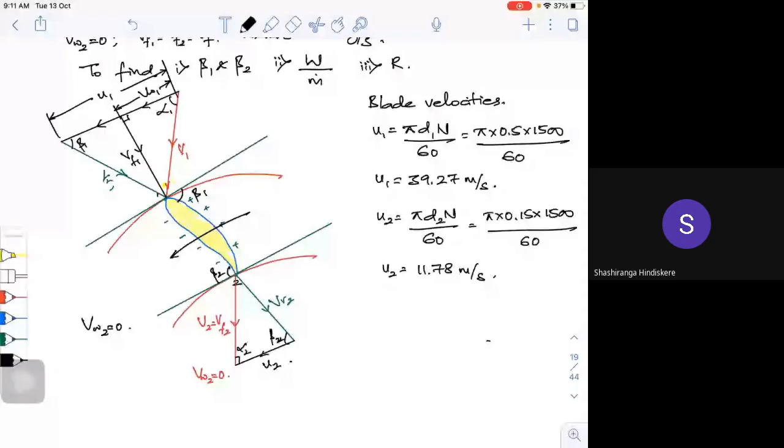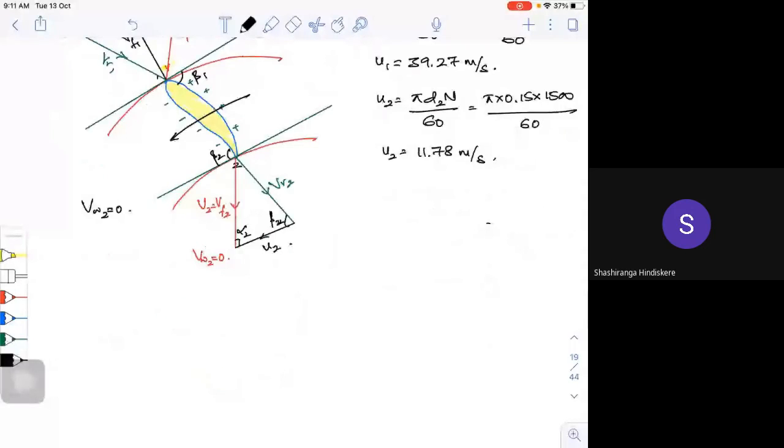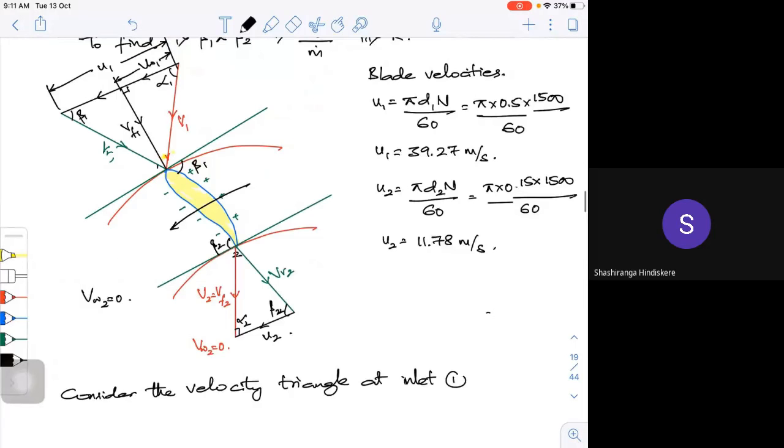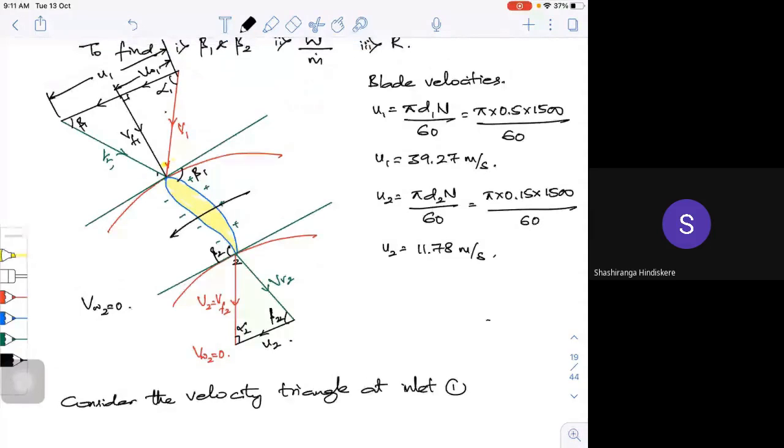Okay. Now, so what is my... Let's try to consider one by one. So consider the velocity triangle at inlet, which is 1. Okay. Let us go back and see. This is the triangle, what I call it. So this is the inlet velocity triangle, and this is the outlet velocity triangle.